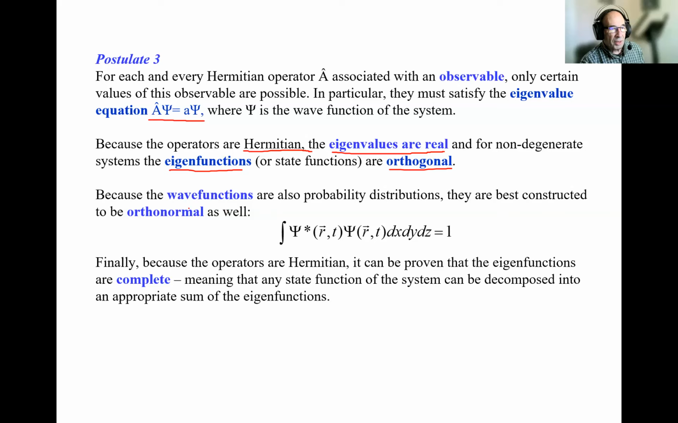Also, because the wave functions are probability distributions, we have what is called the normalization condition. That means that if we take this type of product, which describes the probability of finding our particle at a particular point in space, and integrate over the whole space, we should find it somewhere. So the probability altogether should be equal to 1. This integral is called the normalization condition.